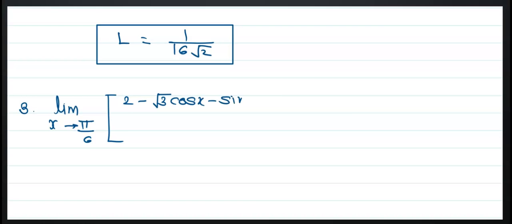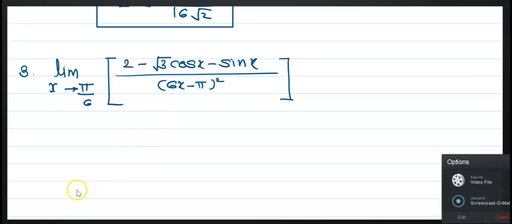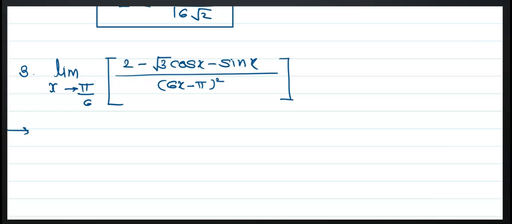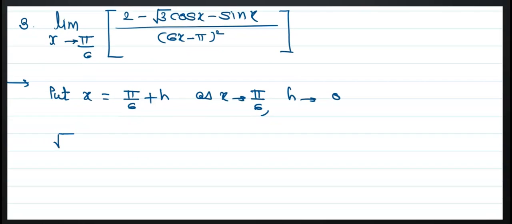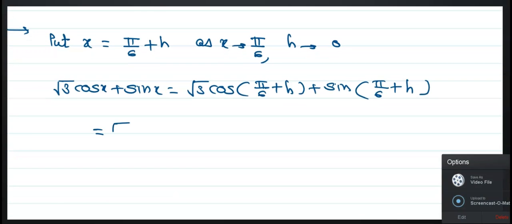Problem number 3: limit x tends to pi by 6 of 2 minus root 3 cos x minus sin x upon 6x minus pi bracket square. Put x is equal to pi by 6 plus h. As x tends to pi by 6, h tends to 0. Root 3 cos x plus sin x becomes root 3 cos of pi by 6 plus h plus sin of pi by 6 plus h. Now expand this.